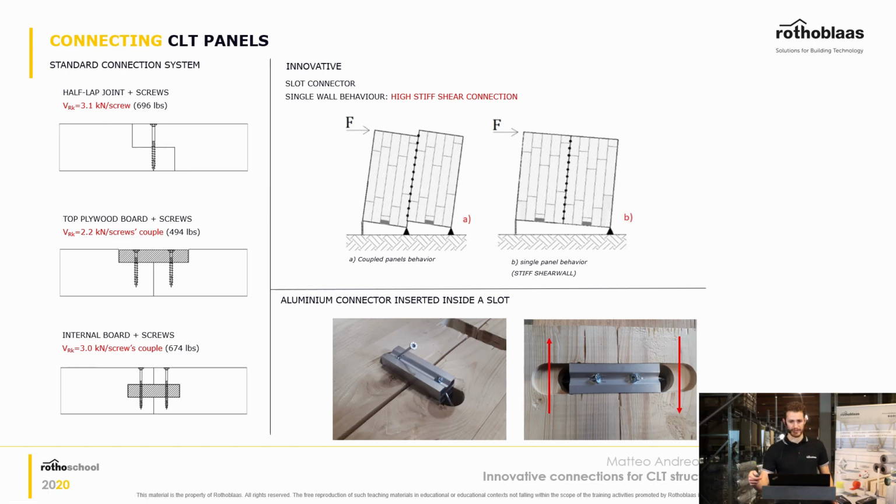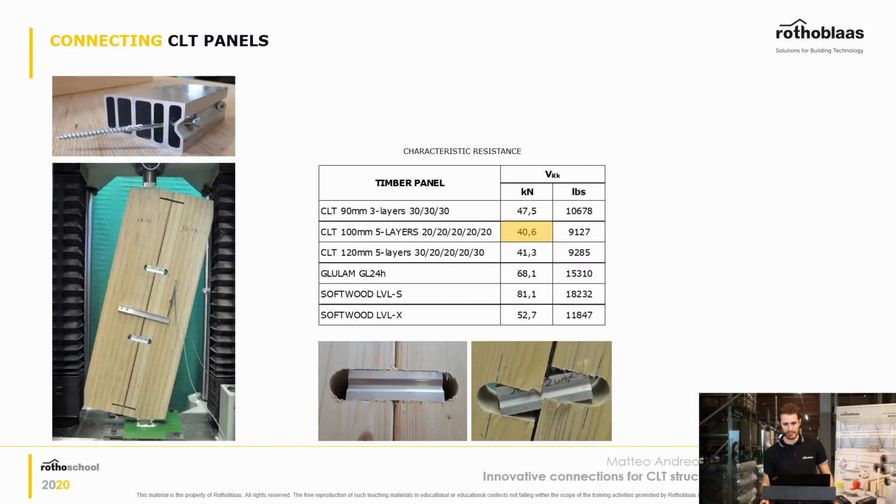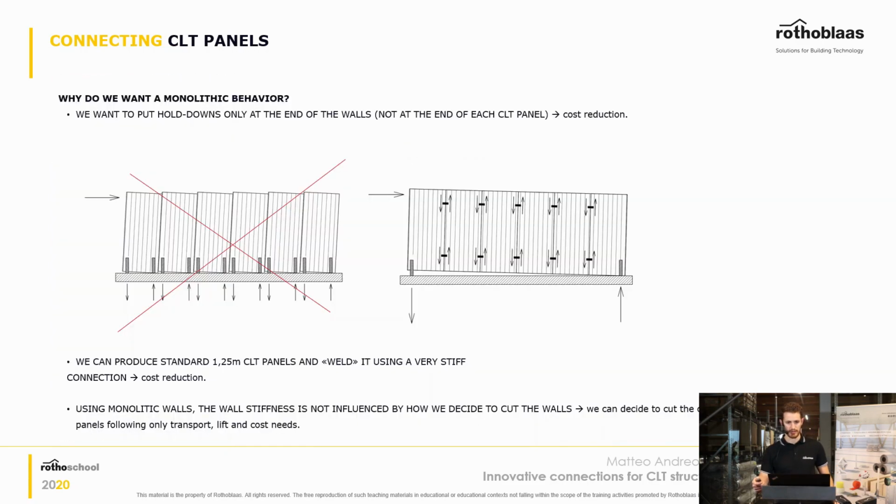So that's very important. You can see here some images of the testing that was done for this product, and you can see the resistance that in this case came out: 40.6 kilonewton of shear resistance. Of course, as we will see in the next slides, we'll see how to calculate this resistance, and what are the factors that change how the product is behaving.